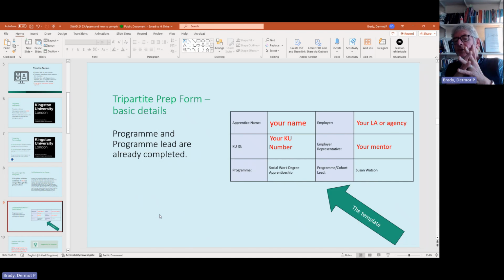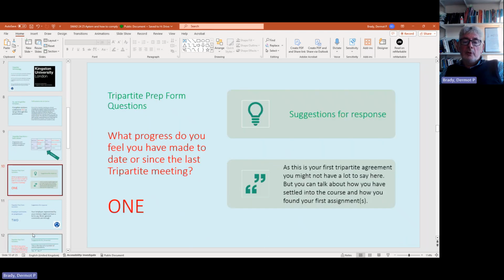This is what it looks like at the top. There'll be a little Kingston logo up here. The bits in red are things that you have to fill in. It's kind of self-explanatory. These little boxes down at the bottom will come pre-filled, as it were. So once you do that, you move on to question number 1.